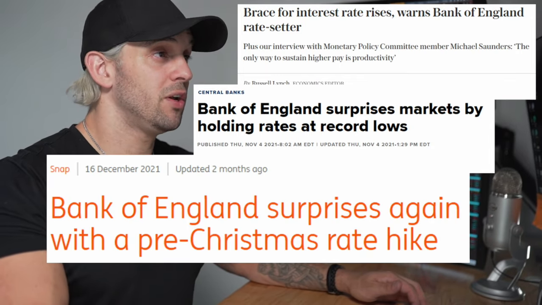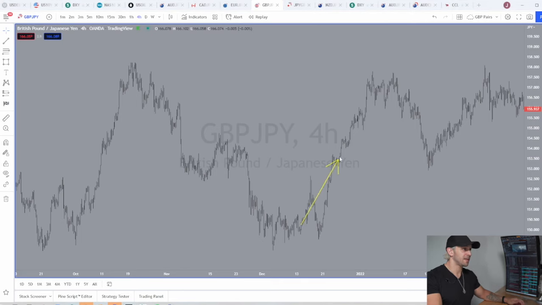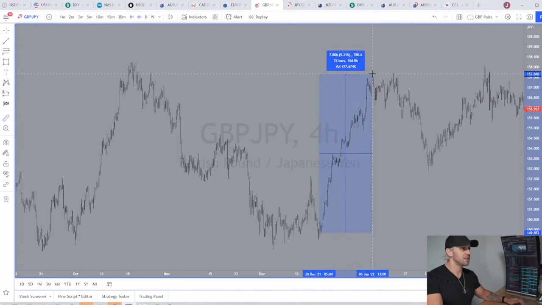So if you look at December, we literally did the exact same move all over again, except this time you could have been more prepared, getting something at the lows here, catching the entire 700-800 pip move. I think I caught like 450.